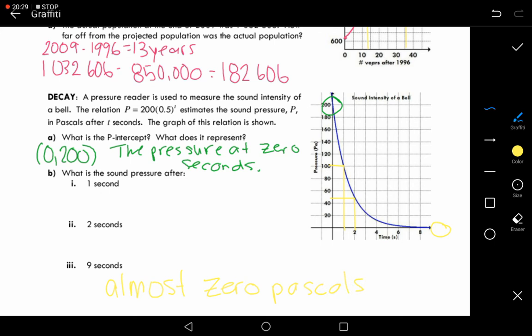So at 1 second, again, we found that the sound pressure is 100 pascals. At 2 seconds, it was approximately 50 pascals. So 1 and 2 were pretty easy. For that 9 seconds, you would have to infer a little. You'd have to remember that that blue line is never going to cross that 0 mark. So it would just be a very, very, very small number. Think about it as like 0.000001. It's not 0, but it's really, really close.